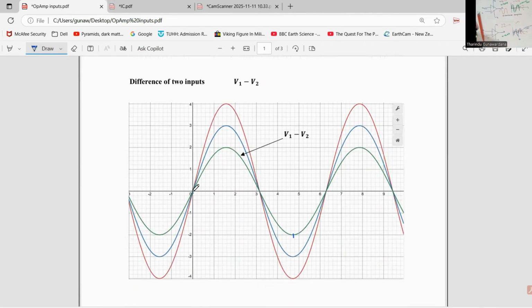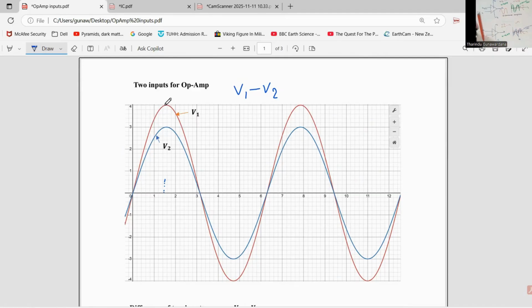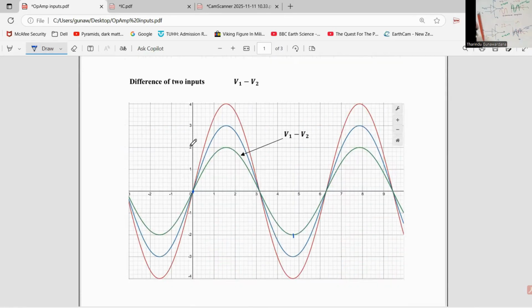Then we can see when time equals this certain value, V1 equals 4, V2 equals 3. When time equals this certain value, what is the value of V1 minus V2? It equals 4 minus 3, which is 1. Therefore, the differential input equals 1. So this value should be 1, not 2. Now, this is 1. When time equals that certain value, V1 minus V2 equals 1.